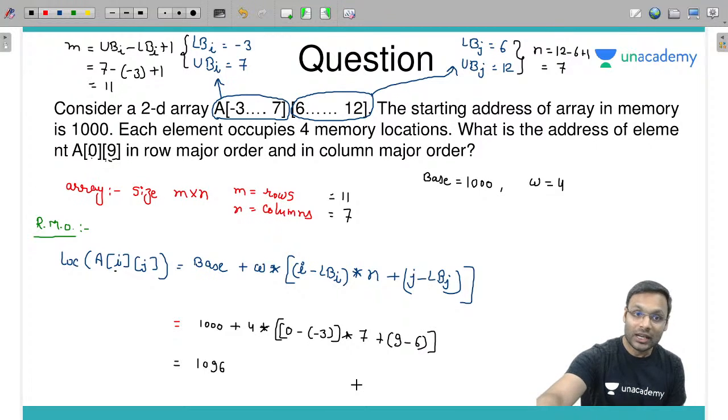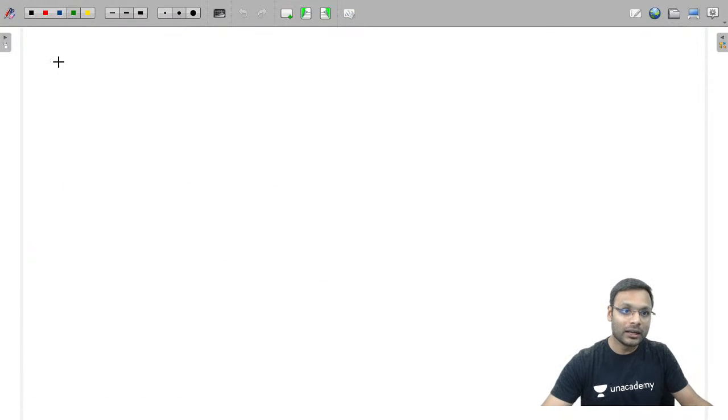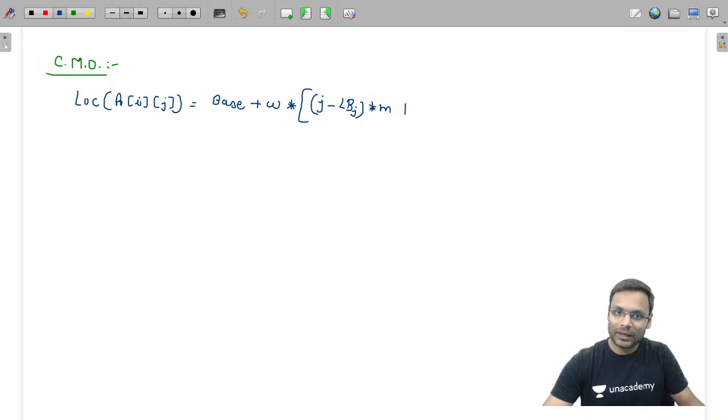Let's solve the other part of this question. The second part is left, which is column major order. So for column major order, what is the formula of location? A of ij is equal to base plus w into, first of all, column wise, so j minus lower bound of j into number of rows m, plus I minus lower bound of I.